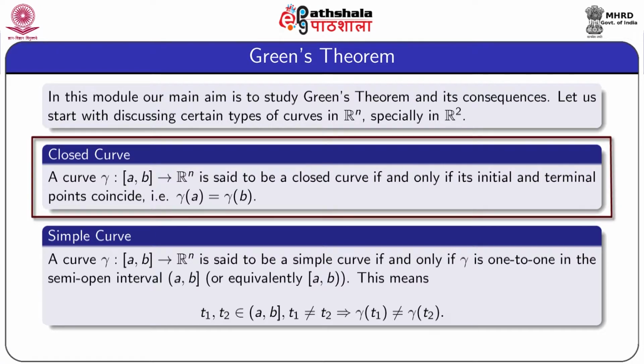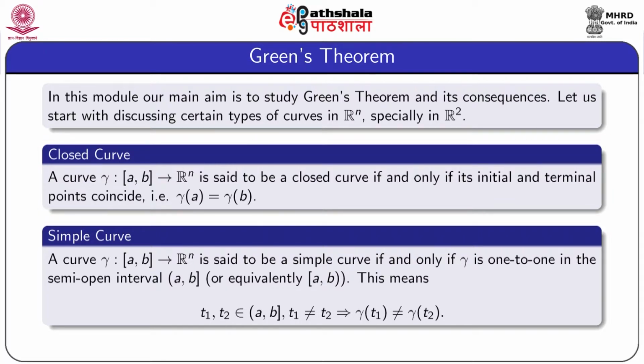First, closed curve. A curve gamma from bounded closed interval AB to Rn is said to be a closed curve in Rn if and only if its initial and terminal points coincide, that is gamma A and gamma B are identical.